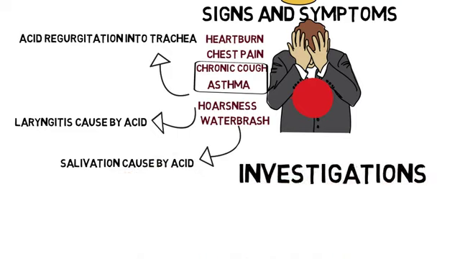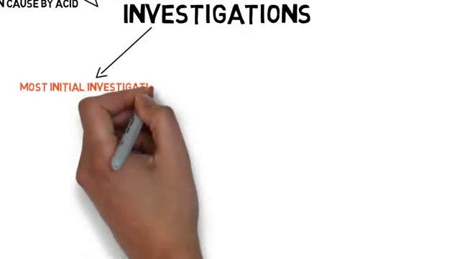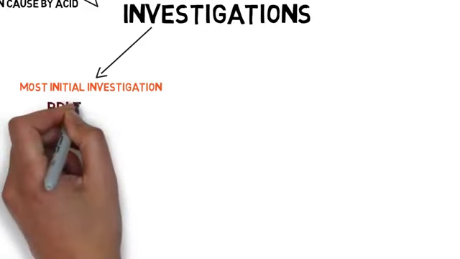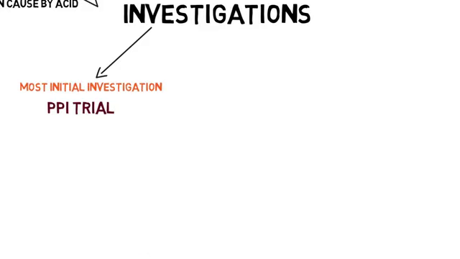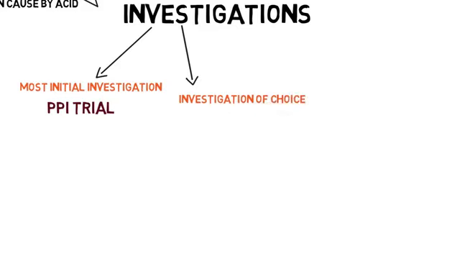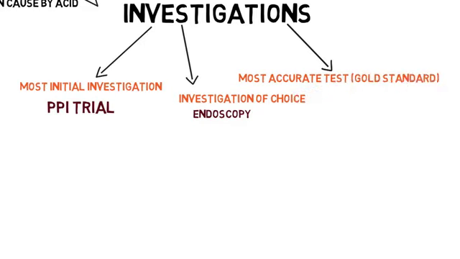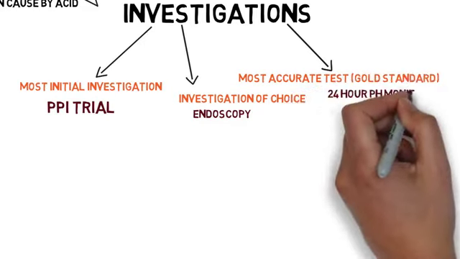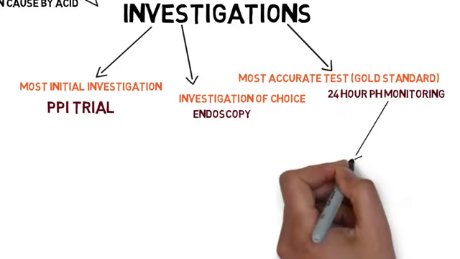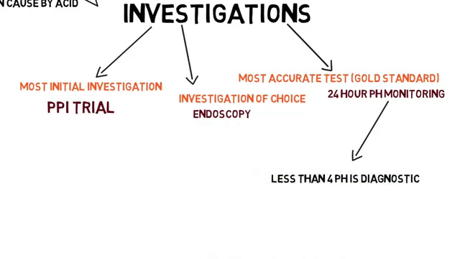Now let's discuss the investigation in GERD. Number one, the most initial investigation to be done in GERD is a proton pump inhibitor trial. This is the most initial. The second investigation, which is considered the investigation of choice, is endoscopy. The third investigation, which is considered most accurate or the gold standard, is 24-hour pH monitoring. In this 24-hour pH monitoring, a pH of less than 4 is considered diagnostic of GERD.